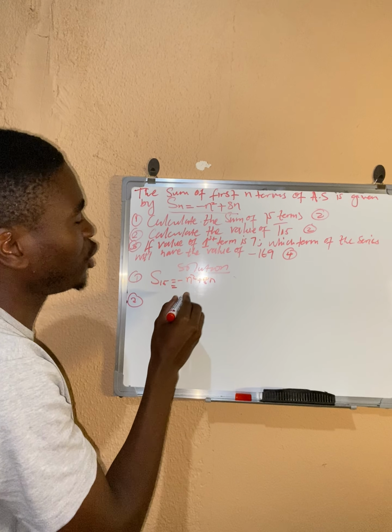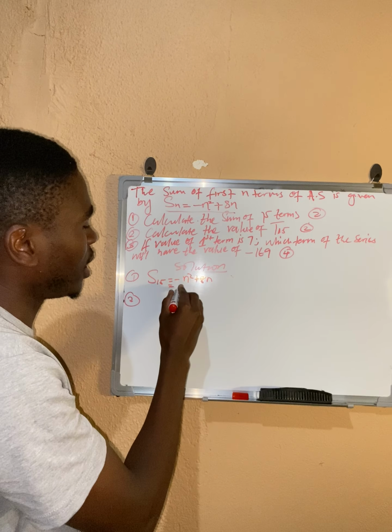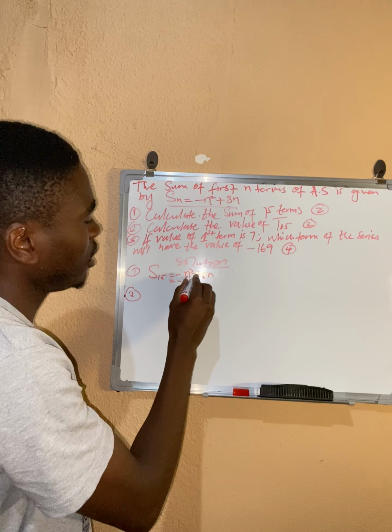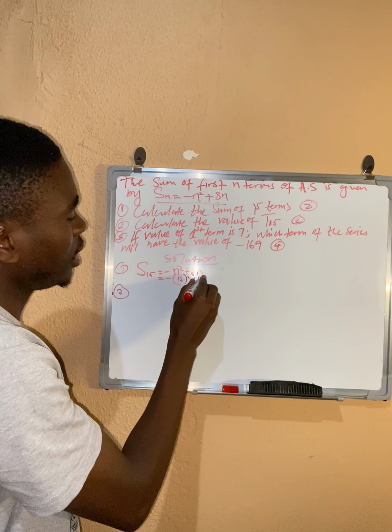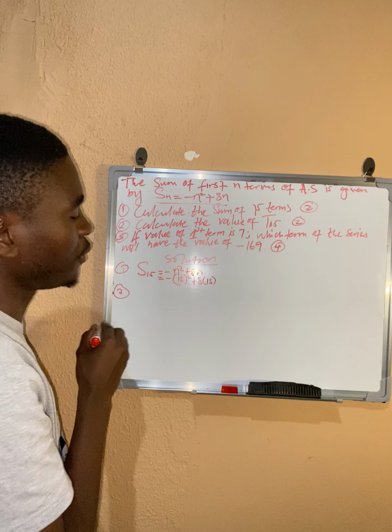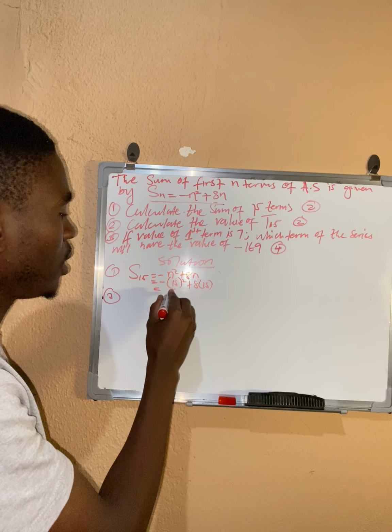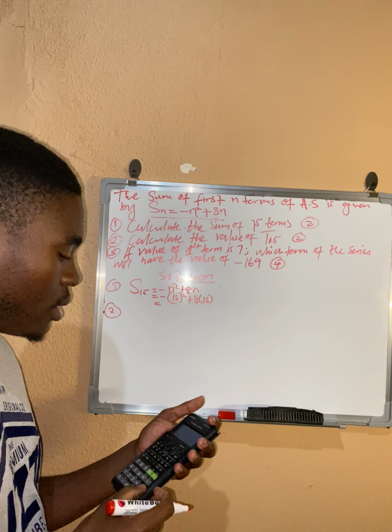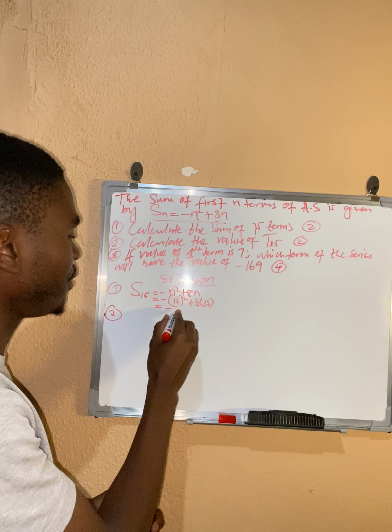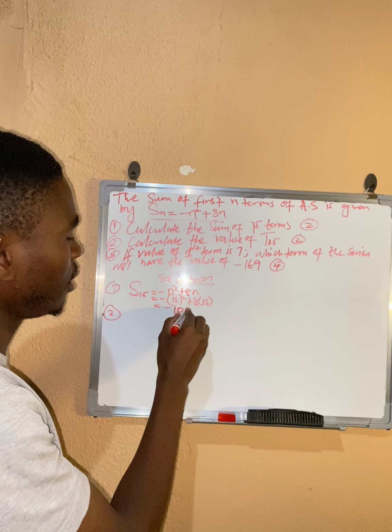So now we're going to substitute our 15 there. We're going to have negative 15 squared plus 8 into 15. So S_15 is going to be negative 105.